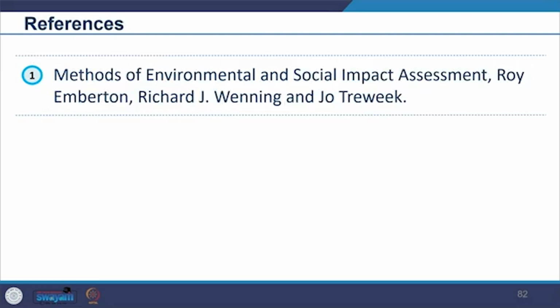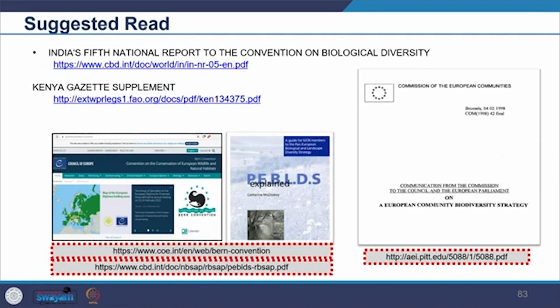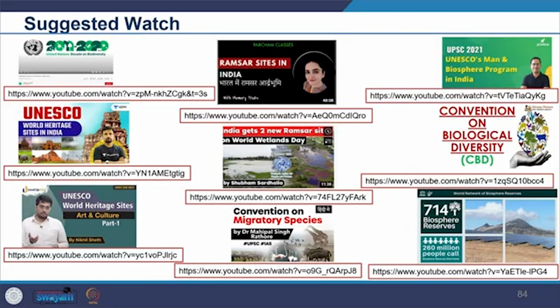This was the key reference for us. We took from the book Methods of Environment and Social Impact Assessments, and you can look at the suggested reads provided to you. All the reports and other documents you can read only if you want to know more. And there are some watch items which have been suggested to you. You can see some videos here.